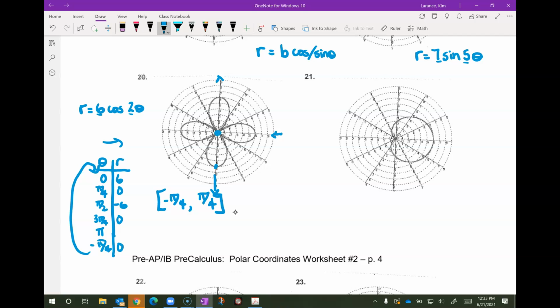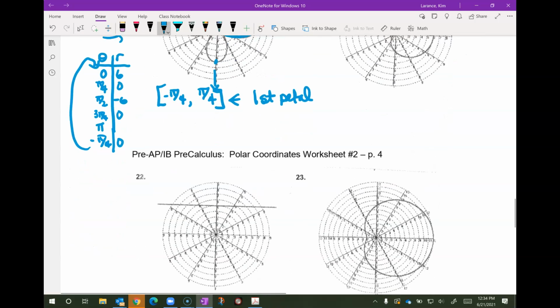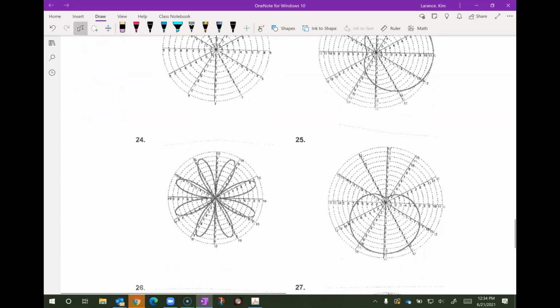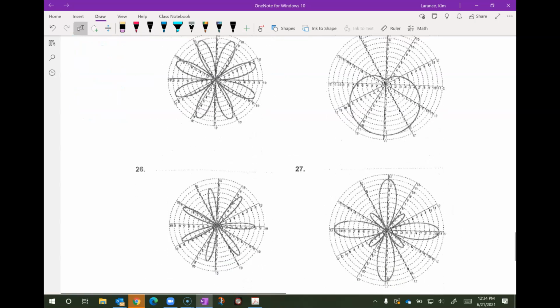So we're here. And then at 0, we're 6. And then at pi halves, we're back to 0. So this is how you would get the first petal, or just one petal. Okay? Lots more to look at here. I guess I just want you to kind of think about this.